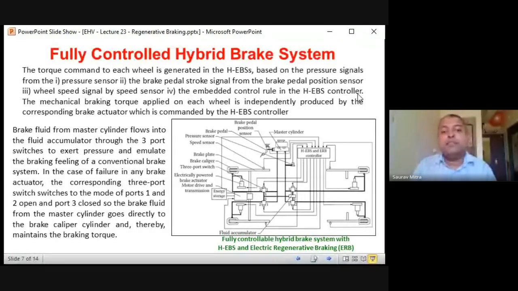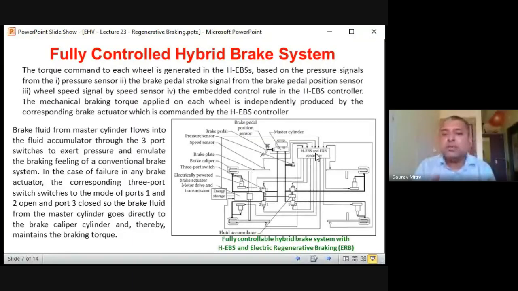Second is the brake pedal stroke signal from the brake pedal position sensor. Third one is the wheel speed signal by the speed sensor, and fourth one is the embedded control rule. So that embedded control rule is actually here in this HEBS. Okay, so how much or what kind of dynamics, what relationship is there between the input signal and the output brake arrangement? All those PID, adaptive control and all those things are there. Some AI, ML and all those things you can apply here also. So that control rule is there in the HEBS controller.